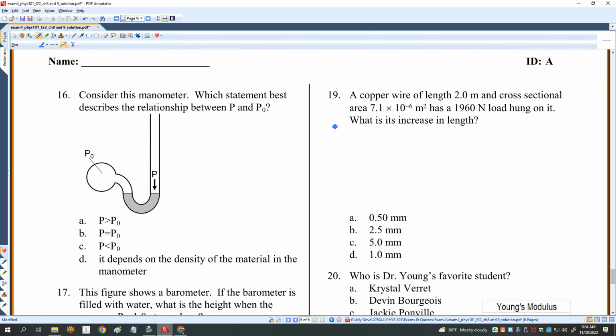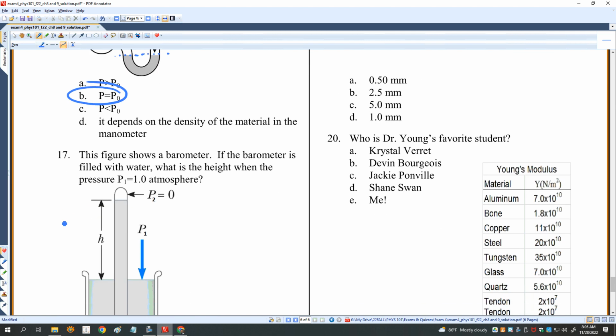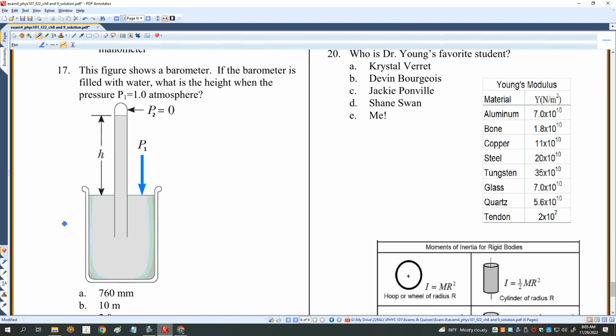Which statement best describes the relationship between P and P naught? Well, these are at the same level, so they're equal to one another. What is the height of the pressure when P is equal to 1 atmosphere? This is water. We've talked about this, so you might remember that the answer is that.